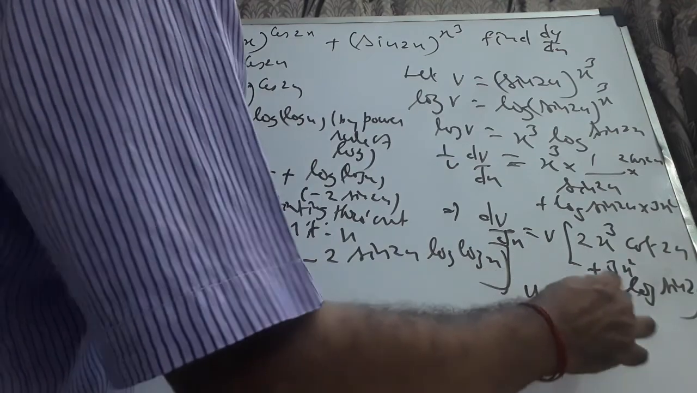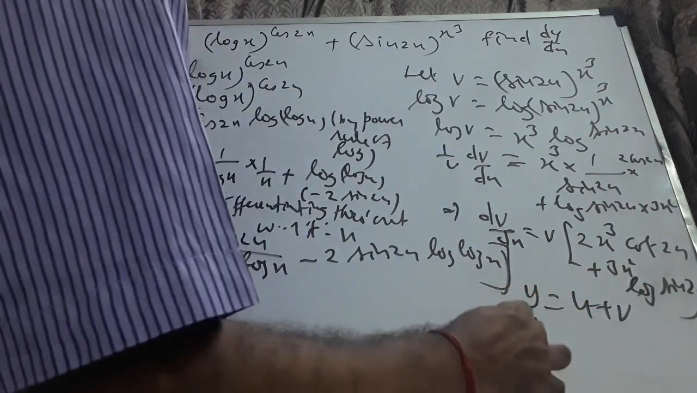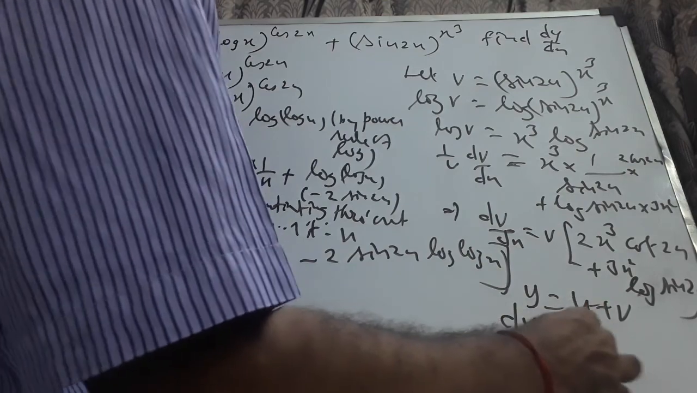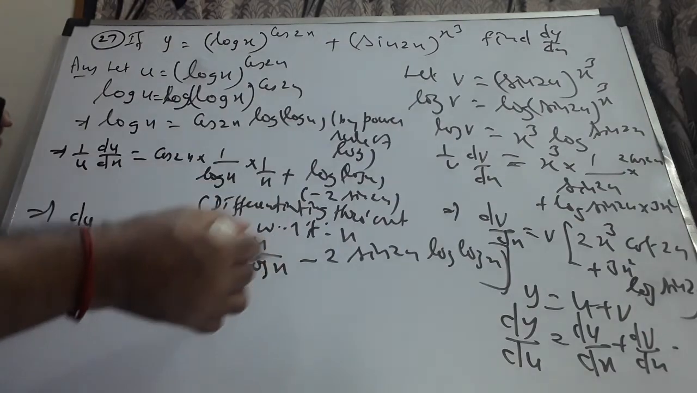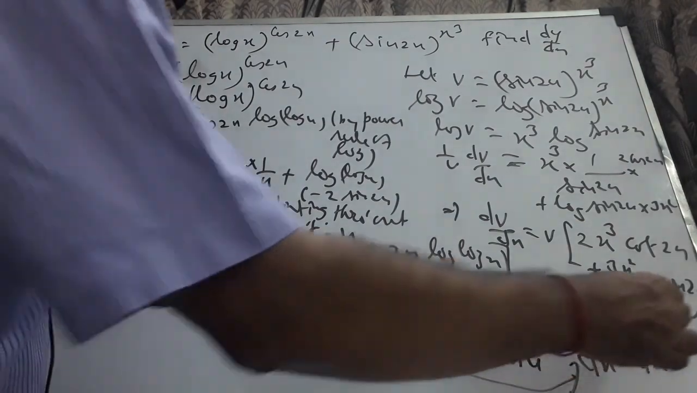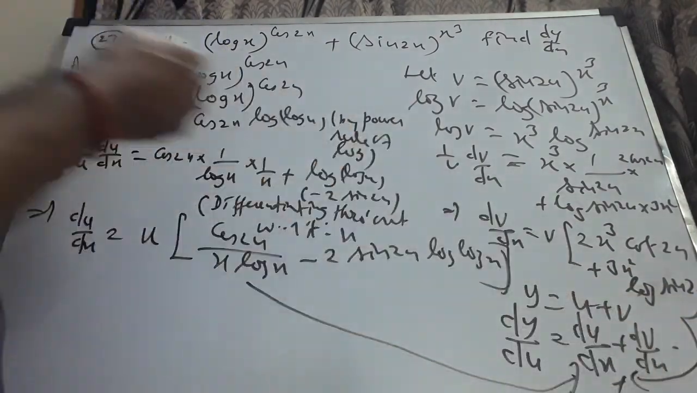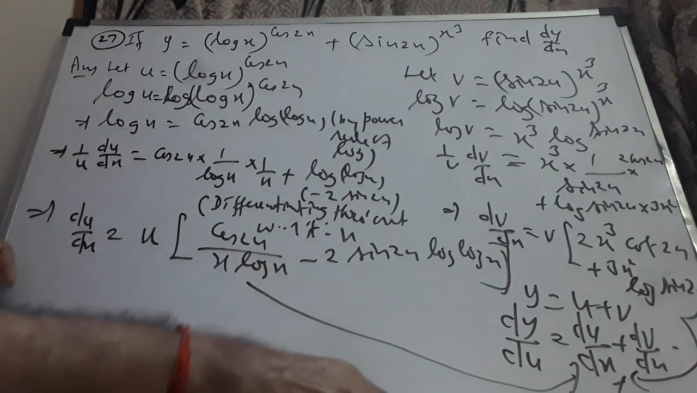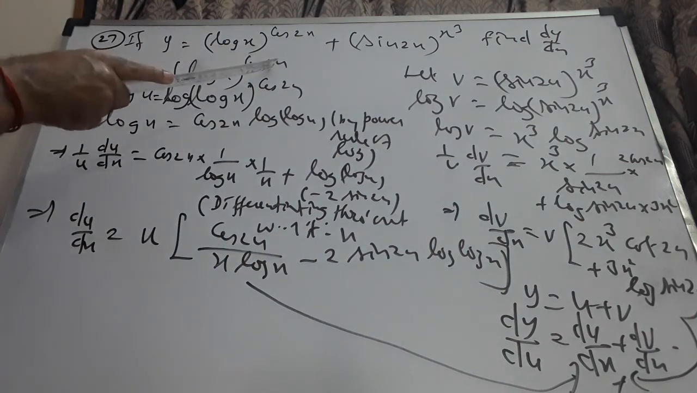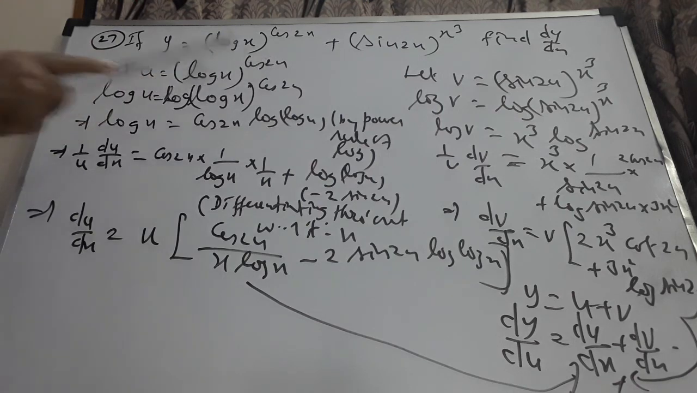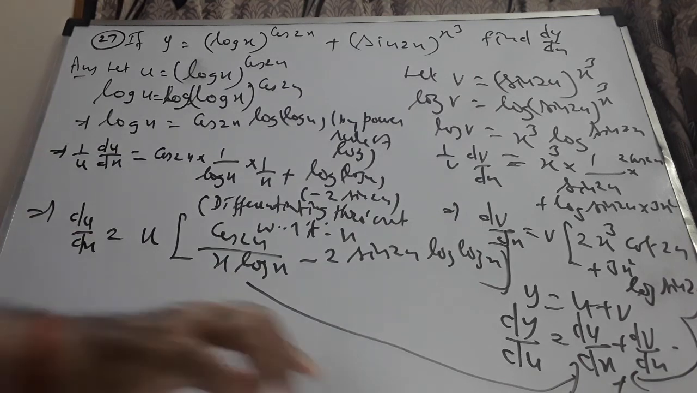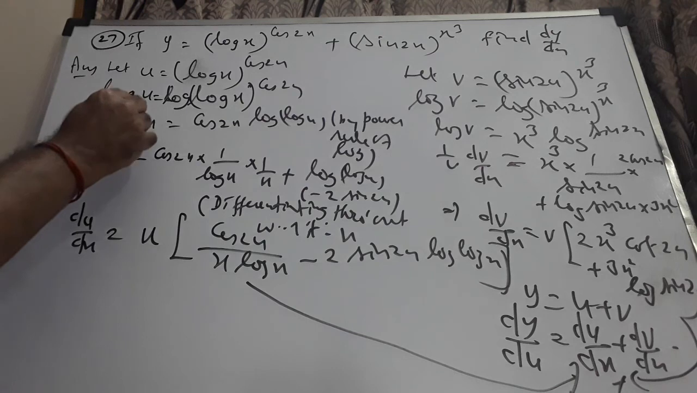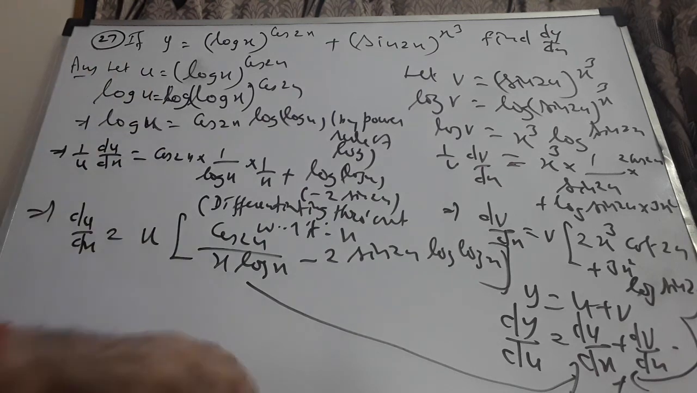Now y is equal to u plus v, implies dy by dx is du by dx plus dv by dx. Therefore, you should write this in this place and this in this place and then add. I repeat the whole process. U is equal to log x raised to cos 2x. I'm taking the first one as u. Taking log throughout, log of log x raised to cos 2x, log u is cos 2x into log x.